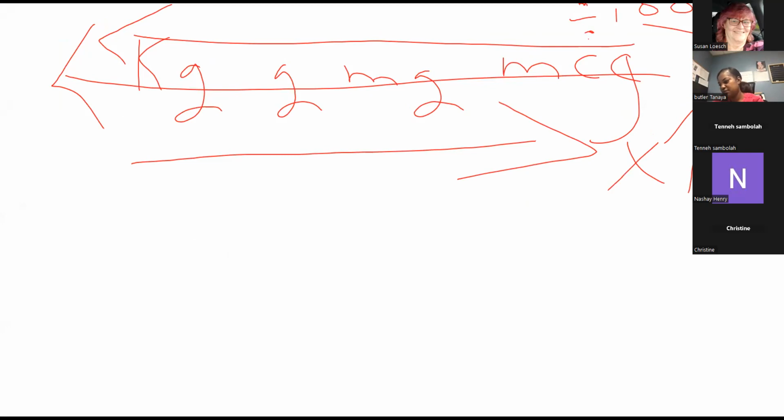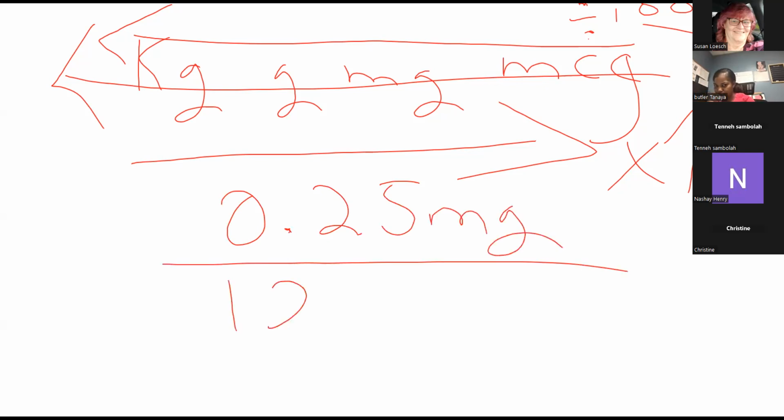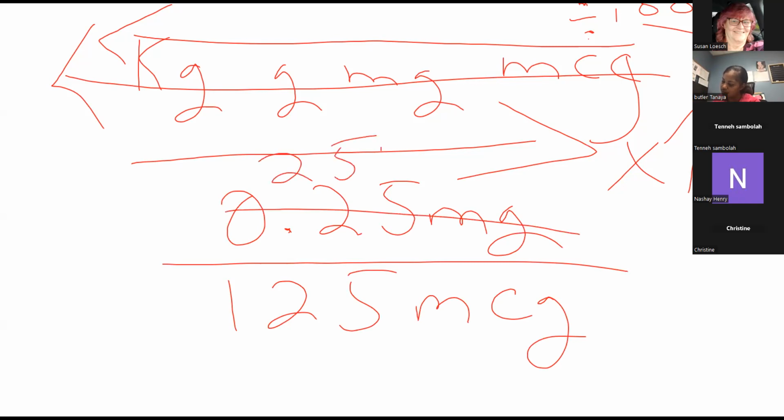So here we have 0.25 milligrams. On hand, we have 125 micrograms. I would go to the right here, because I want to get rid of the decimal. So I'm going to multiply by 1,000, and that gives me 25 micrograms. Oh, times 1,000, it gave me 250. I'm sorry, 250. You're right. I only put 100 in the calculator, so that's why I got that.